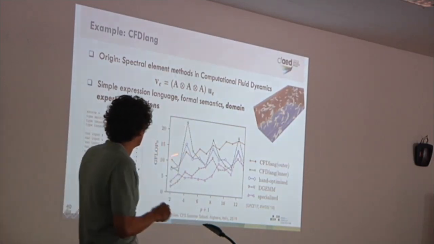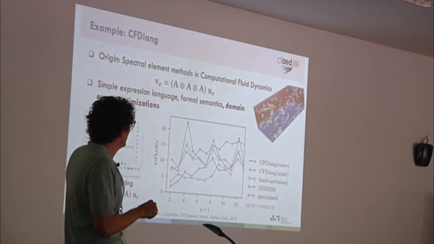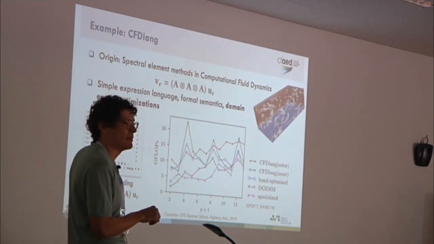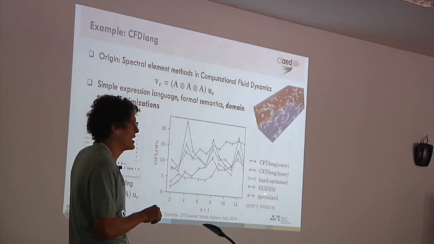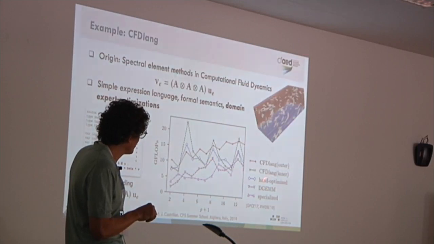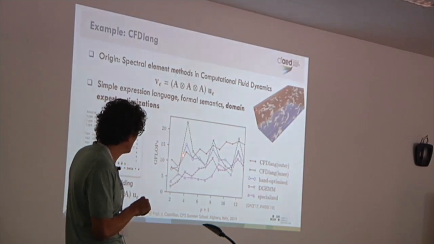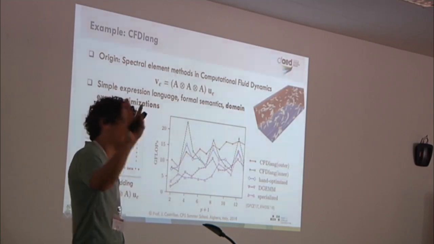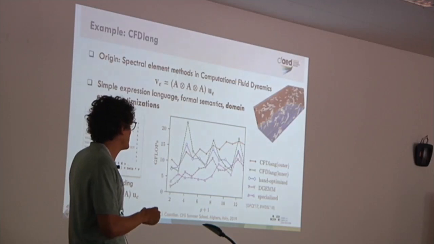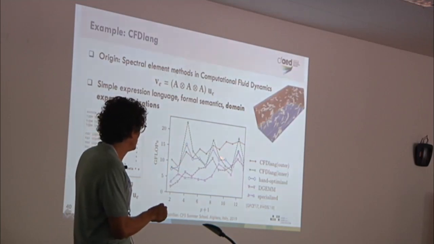What you see here is a plot of gigaflops, performance. And here you see libraries that people use, like DGEMM, this is for the Intel MKL library. And you see the performance over here. The interesting one is the blue one. This is the one that a very good PhD student in the group for computational fluid dynamics wrote during his PhD time.